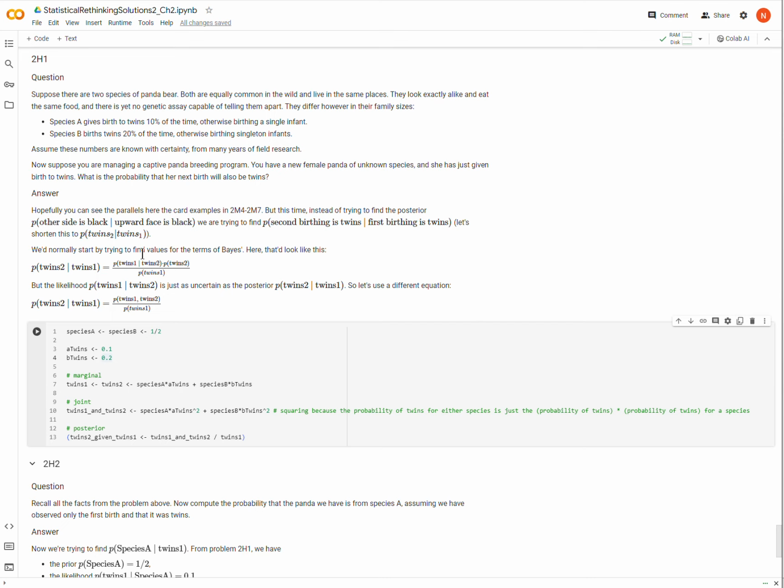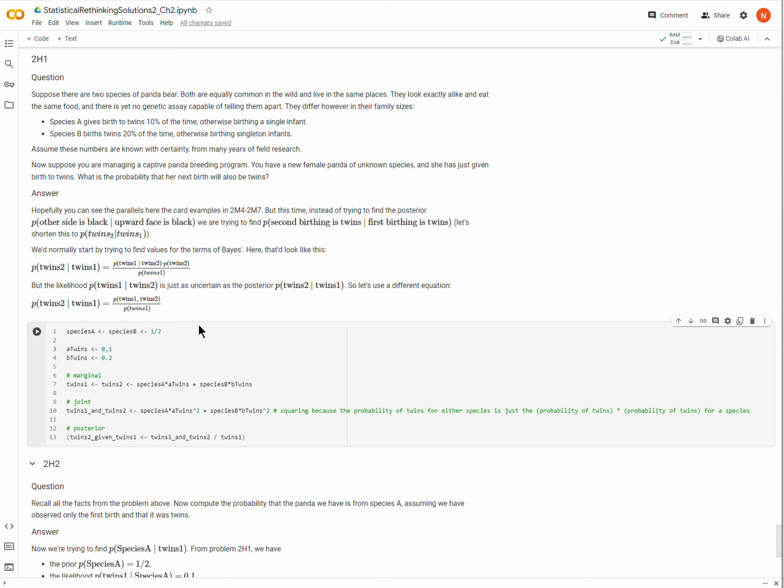The information that's relevant for the next problem is that we're supposed to assume that the two types of pandas are equally populated. So if we have a random one, it's equally likely to be species A as species B. So the prior probability of species A is 1/2. And then the likelihood of having twins if we are species A is 10%. For species B, it's 20%.